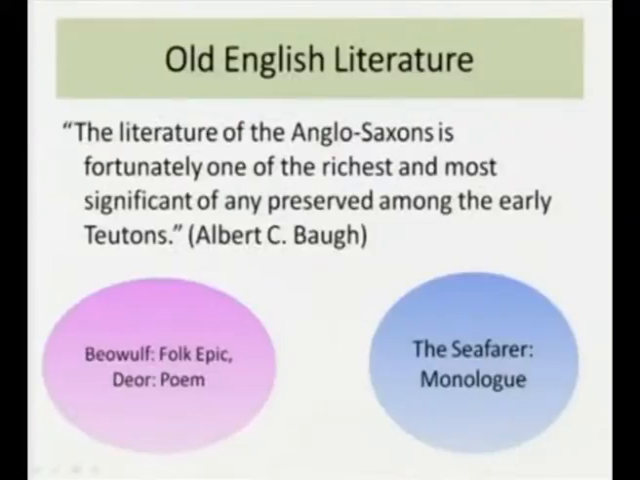Next, we also look briefly at Old English literature and following A.C. Baugh, who said that the literature of the Anglo-Saxons is fortunately one of the richest and most significant of any preserved among the early Teutons. One of the most well known texts is of course Beowulf, which is a folk epic, and many of you have at least heard of the name Beowulf, the Deor poem, and the Seafarer. So, these are some of the examples.